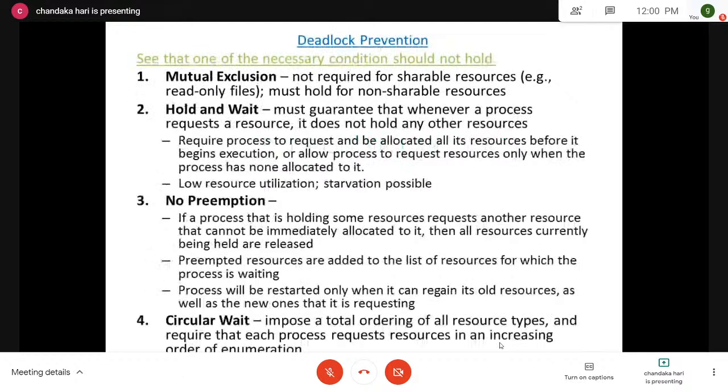Now coming to deadlock prevention. What I told in deadlock prevention is: what are the necessary conditions which cause a deadlock? You should try to see that those conditions never occur in the system. So what are the necessary conditions which cause a deadlock? It is 4 conditions: mutual exclusion, hold and wait, no preemption, circular wait. These are the 4 conditions. Coming to the first one, mutual exclusion.